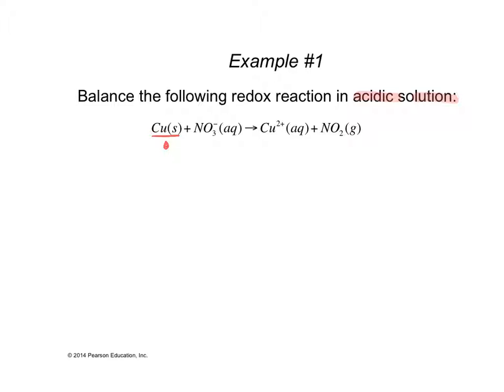So that's number one. We've got our first reactant, oxidation state equal to 0. I'm going to move on to my second reactant. We have NO3, so for NO3, 1 minus.